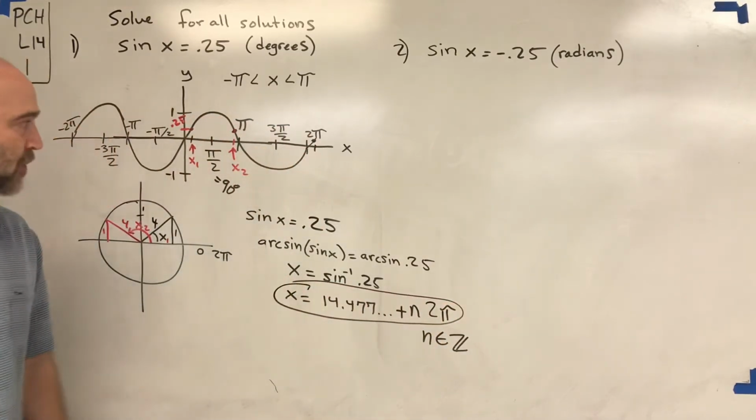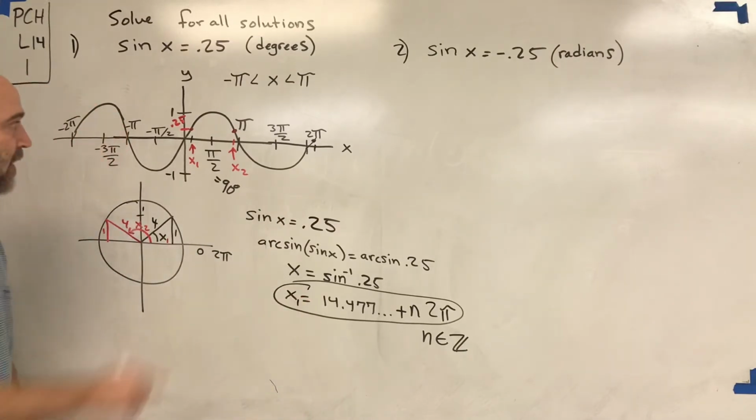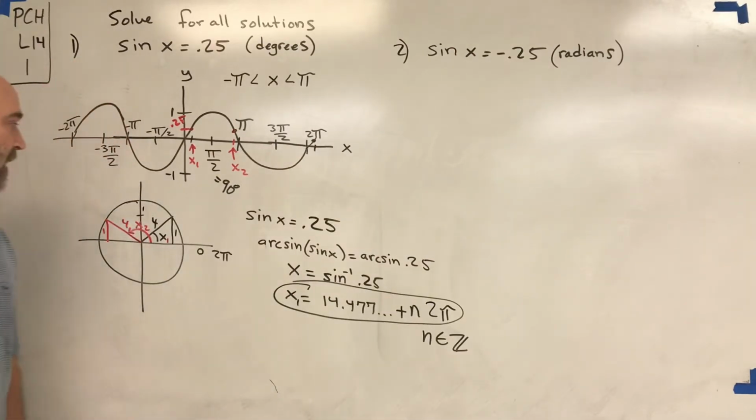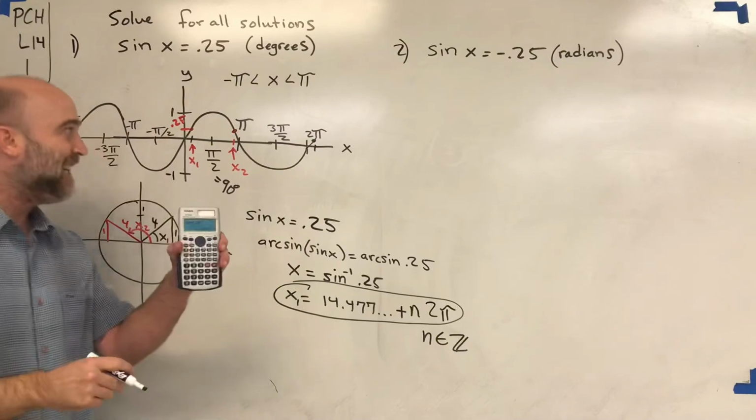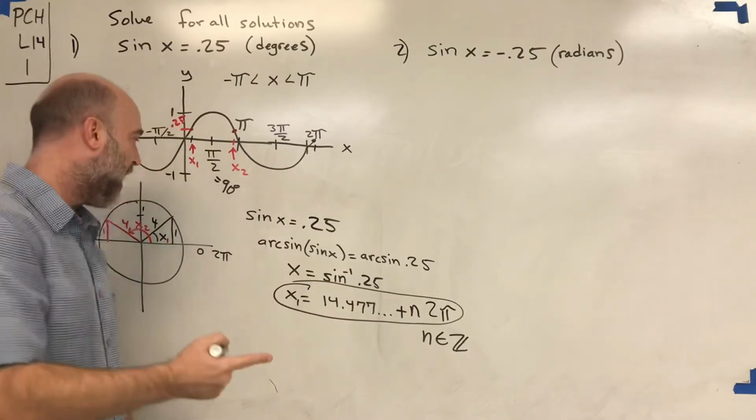So that's one of our solutions. That's this x1 solution, so I'll call that x1. That's the repeating every time right there. So I took care of that one. That's the x1. And remember, that's pretty easy. It just pops right in the calculator. You have to remember the idea of it oscillating.